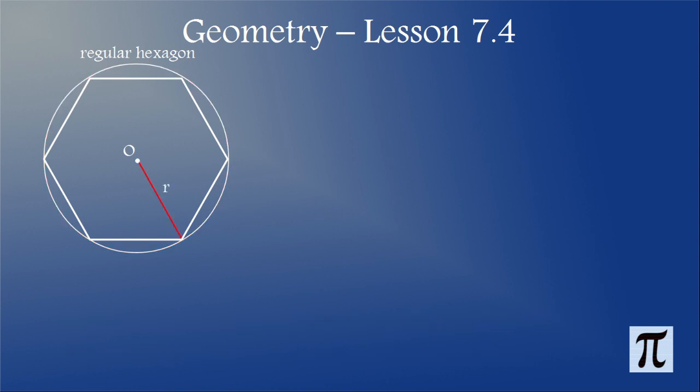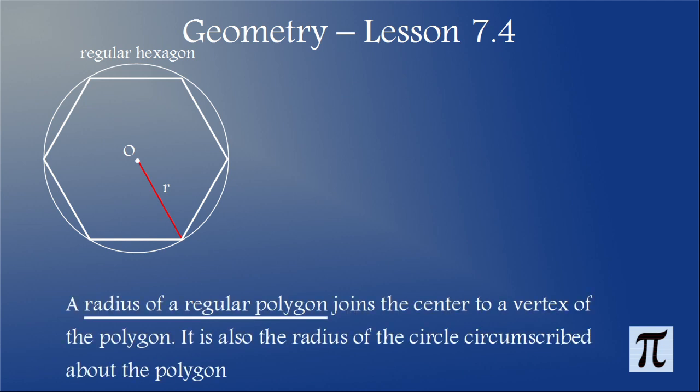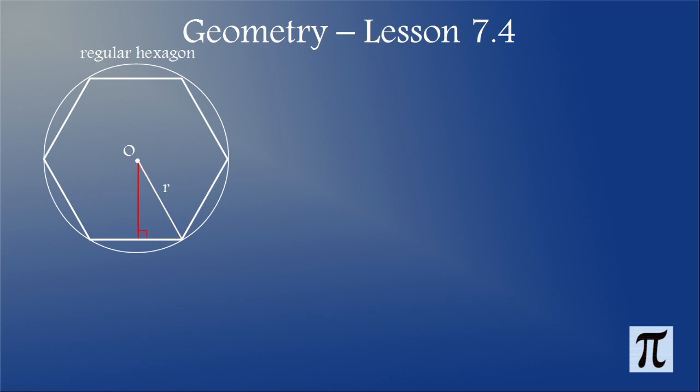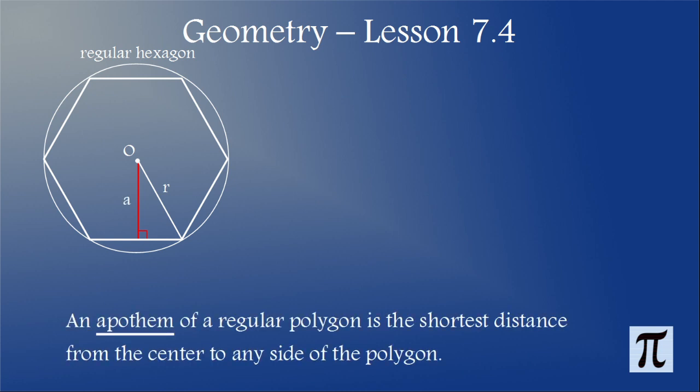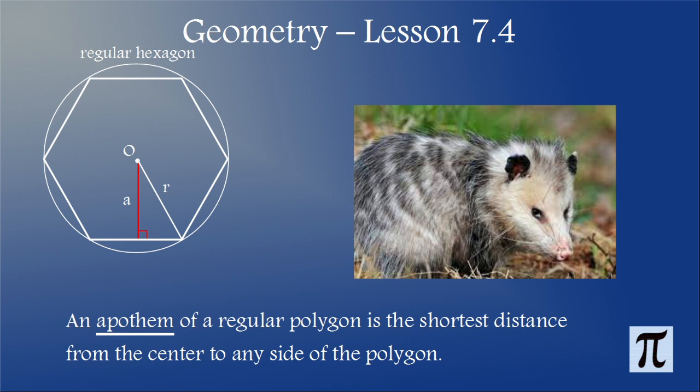Next, we'll draw the radius from the center of the circle out to its edge. In this case, a radius of a regular polygon joins the center to a vertex of the polygon. It just also happens to be the radius of the circle circumscribed about the polygon. Next, we're going to draw this weird line from the center down to the edge of the polygon. This is what we call an apothem. An apothem of a regular polygon is the shortest distance from the center to any side of the polygon. Sometimes this is pronounced apothem, but I prefer apothem.